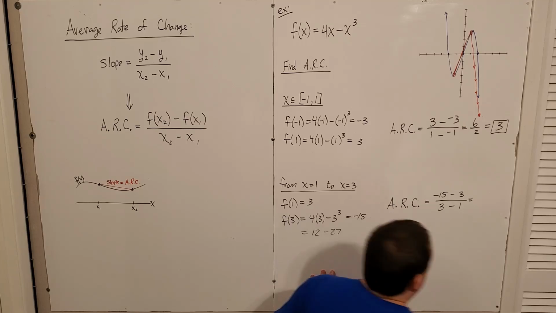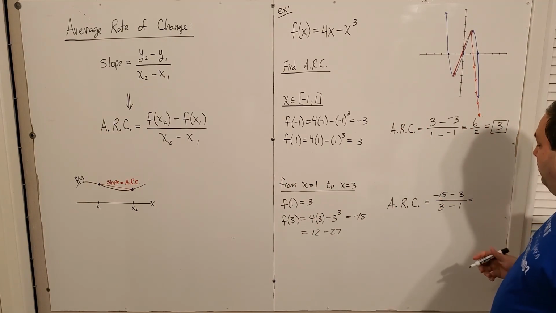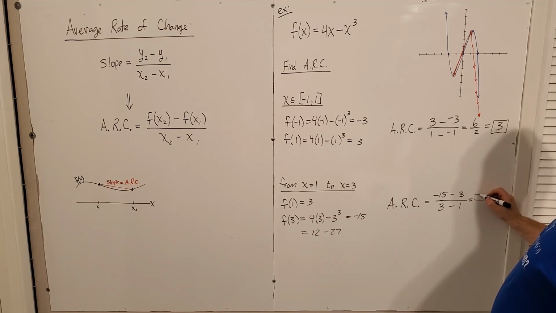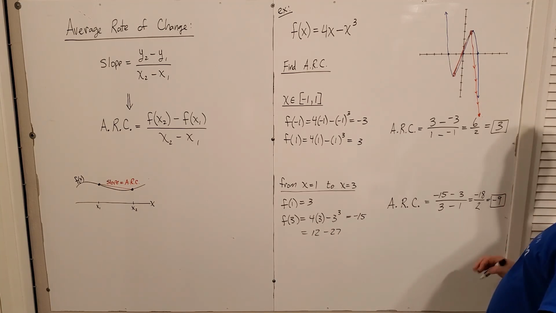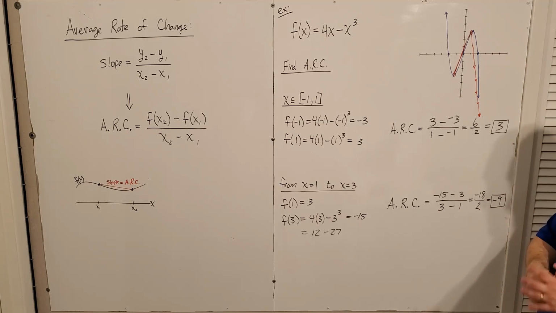The intervals don't always have to be a gap of 2, by the way. It just so happened that these two intervals I picked both had a gap of 2. I'm getting negative 18 over 2, which is a negative 9 slope. That's actually a very large negative slope. You can tell too, right? It's a huge drop.